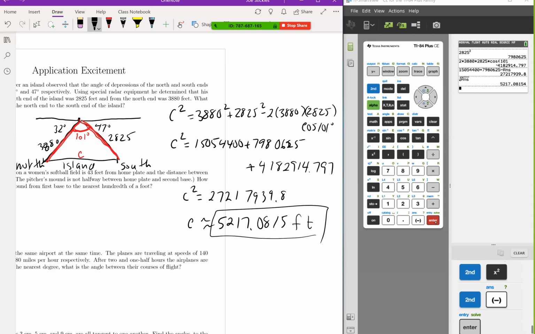So notice that we use the law of cosines here to help us figure out what that third side was. I just drew the triangle to start with and got the sides labeled so I could figure out, do I want to use the law of cosines or do I want to use the law of sines to figure out the answer in this case. Any questions on this one?